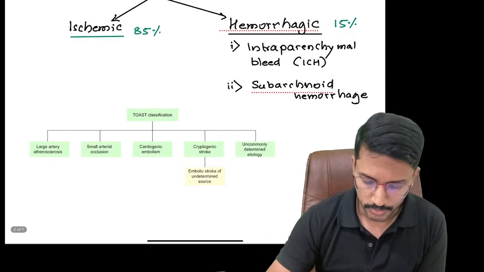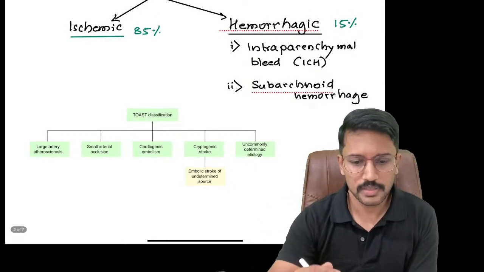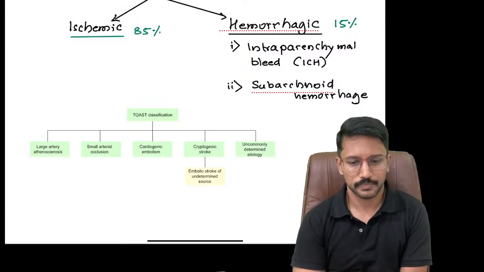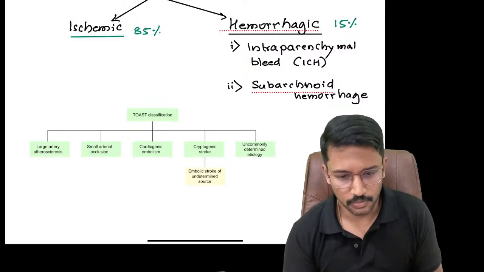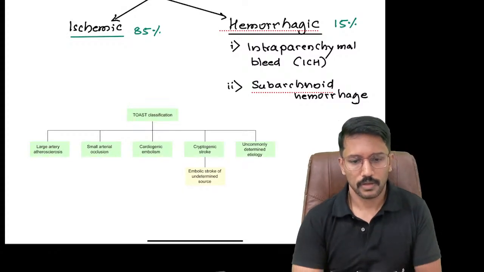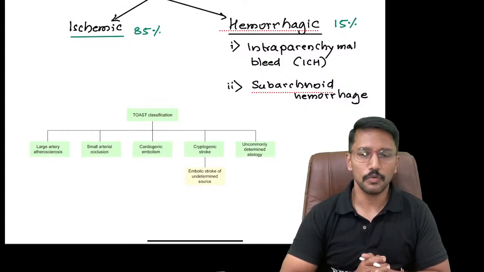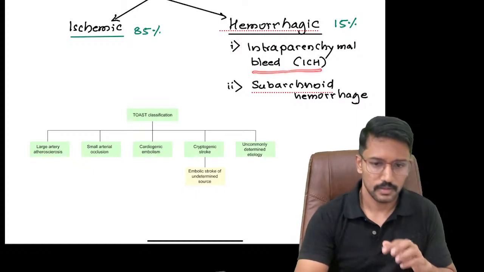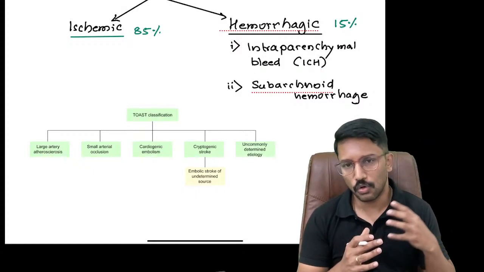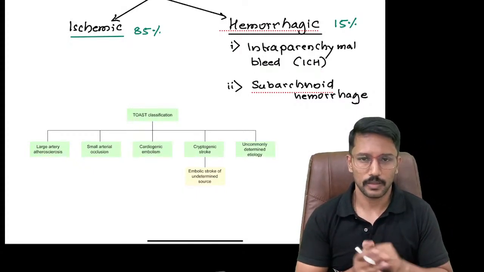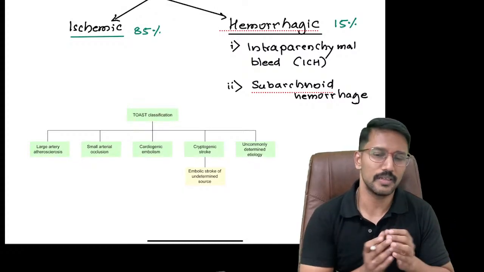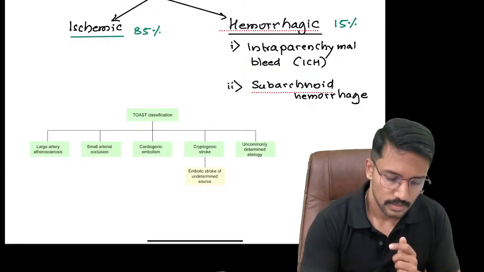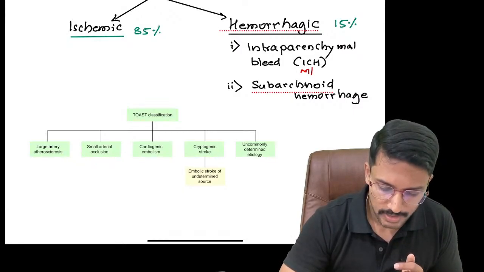Clear? Okay. Now they will ask you one question. What is the most common site of intracranial bleed? What is the most common site of intracranial bleed? Where does it happen? And what is the most common cause? The most common cause for intracranial bleed is hypertension.